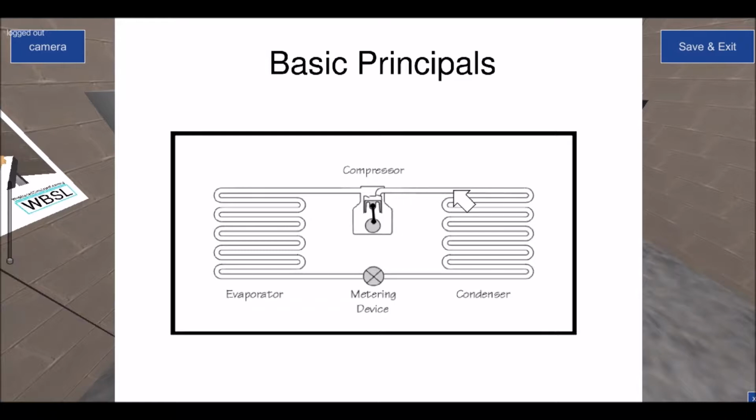The discharge pipe has high pressure, high temperature, superheated vapor. And if we just remind ourselves, when we're talking about superheated vapor, the definition for superheat is: a vapor is said to be superheated when it's at any temperature above its saturation temperature.